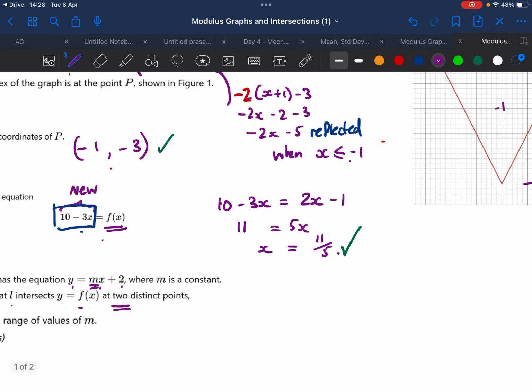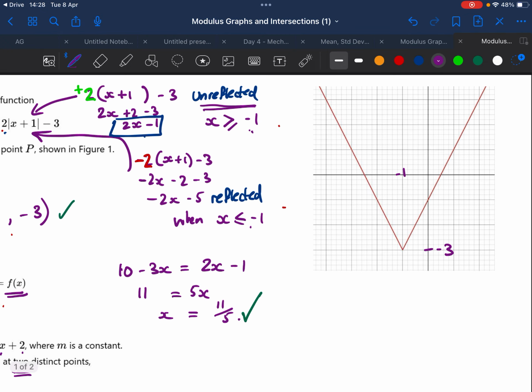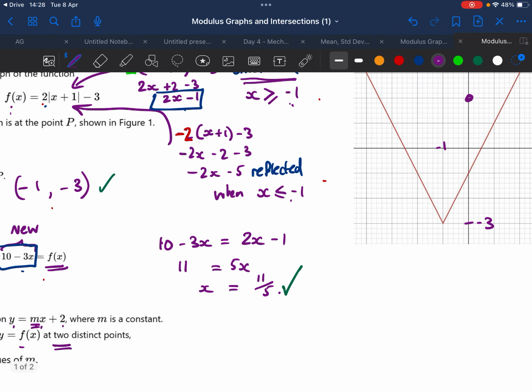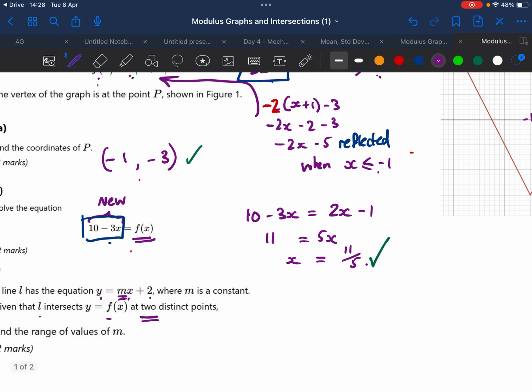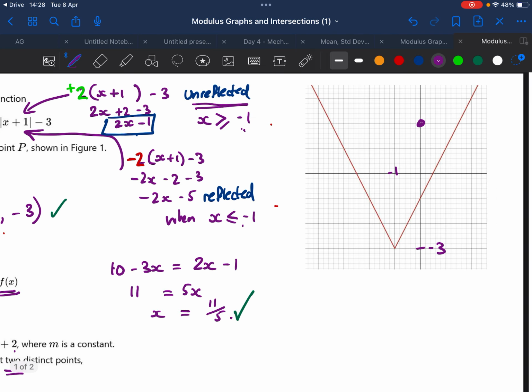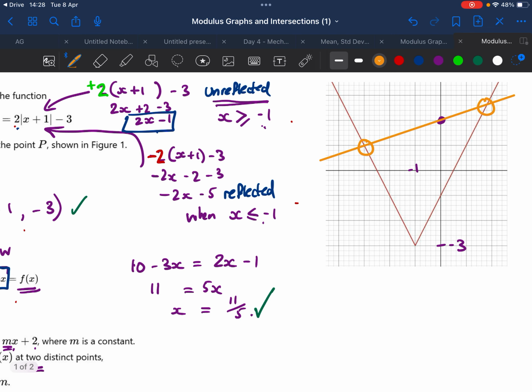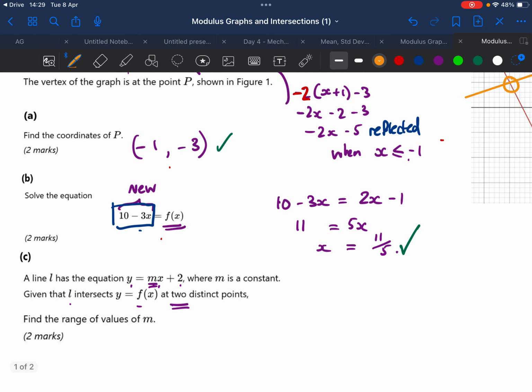So I'm going to get rid of all of that part there, and let's have a think about it. So this line plus 2, well, plus 2 is up here somewhere, isn't it? And the gradient is unknown. So let's try a line on here and see what happens. Let's imagine that the line was something like this. It would cut through at two different points. So this is the kind of situation that this question is asking me about.